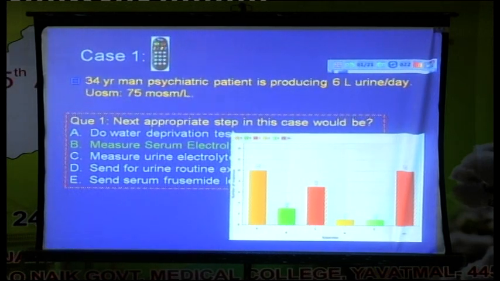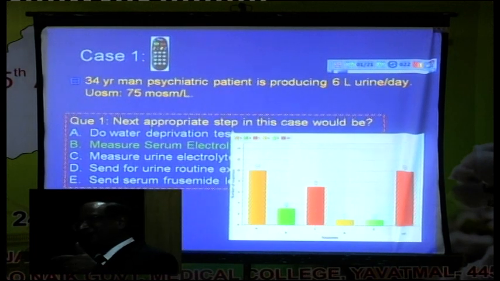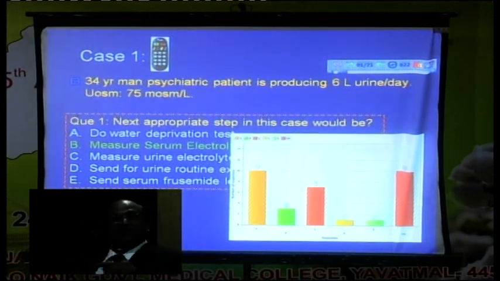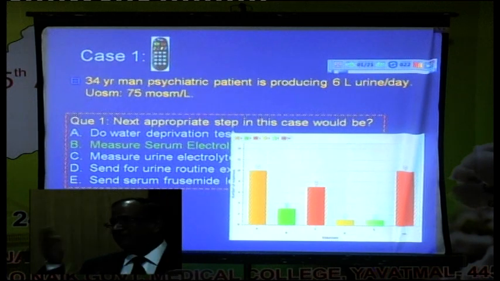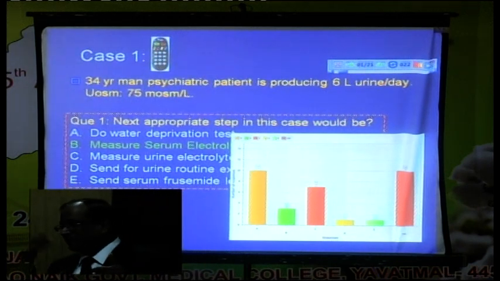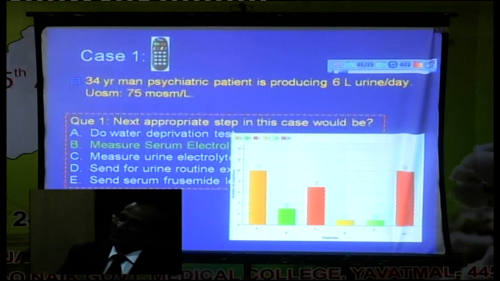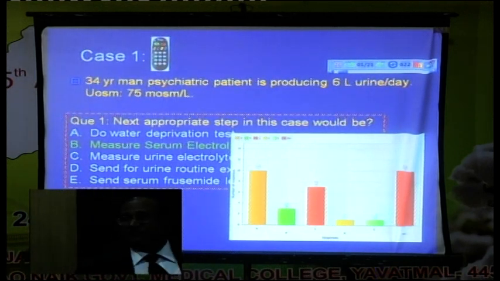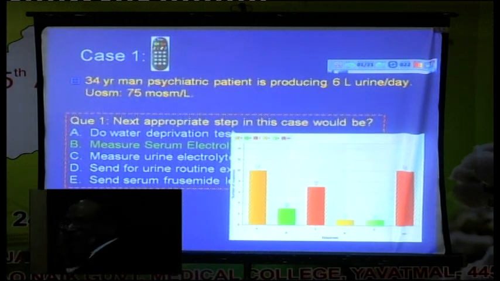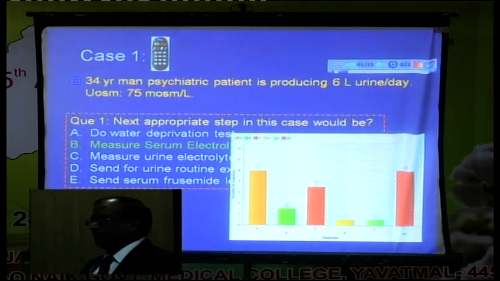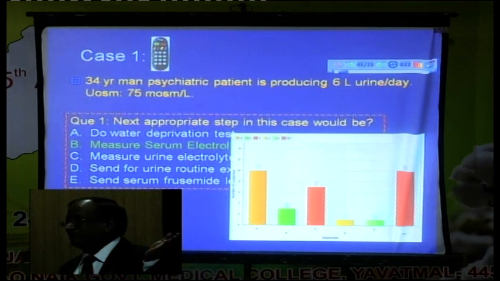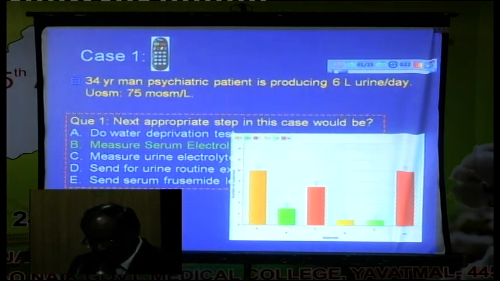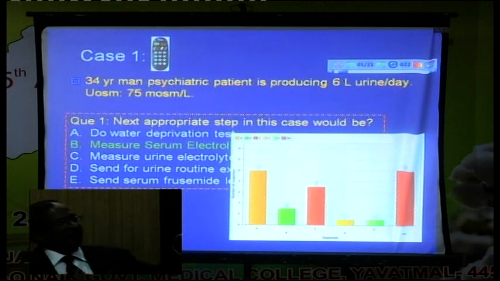If a patient has polyuria, what are the two possibilities that you are thinking about? Diabetes insipidus, in which case your serum sodium will be high, right? What is the other thing? Compulsive water drinking and polyuria, psychogenic polydipsia, in which case the serum sodium will be low. So if you do serum electrolytes, you will come to know between the two. In one the sodium is low, in one the sodium is high. Why do you want to do a water deprivation test? Have you understood? So the correct answer is to do serum electrolytes.